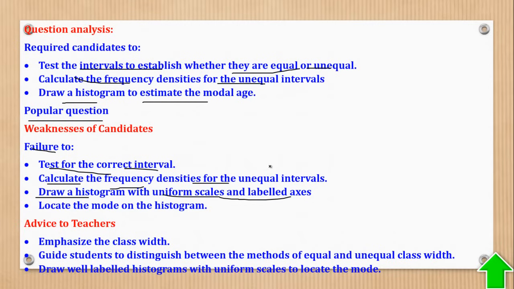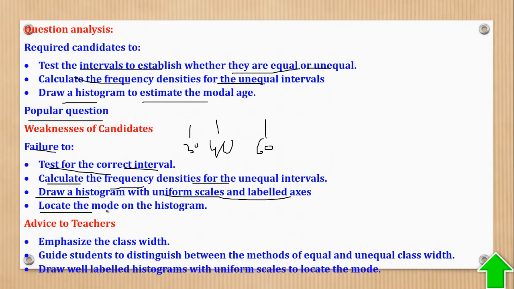When it comes to histograms, most candidates find challenges with drawing a uniform scale. You find a student going from 30 to 40, then from 40 to 60. That is not uniform. That is a big challenge. I hope you won't make the same mistake in case it comes.